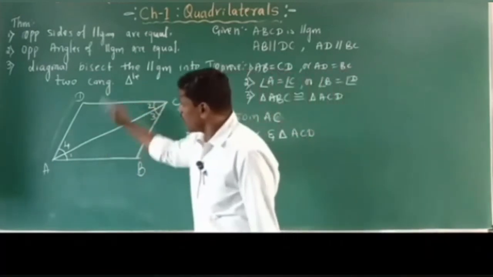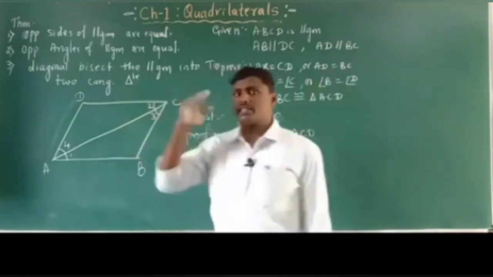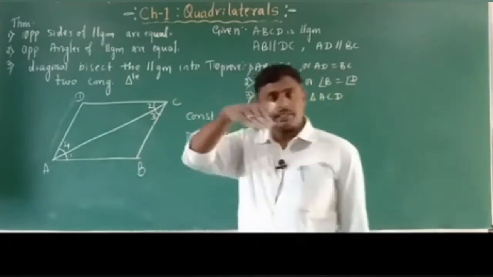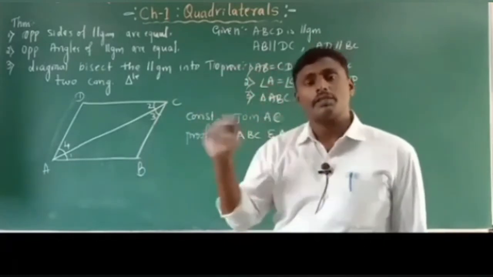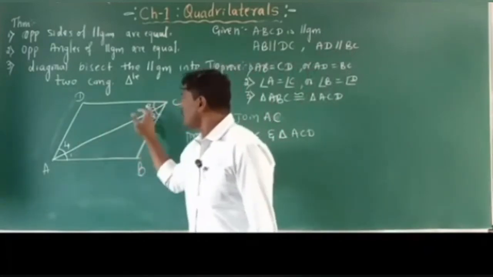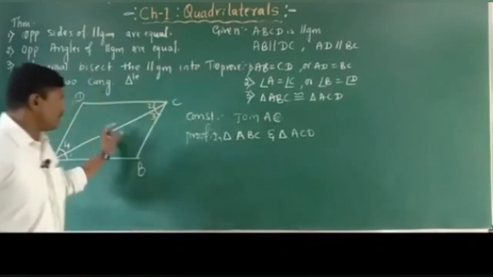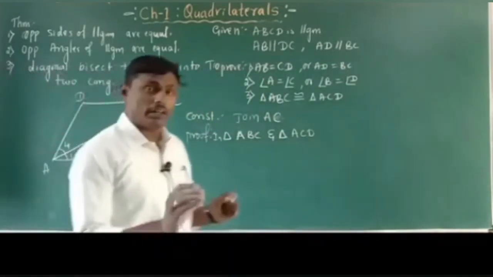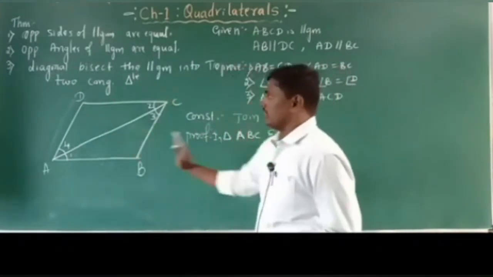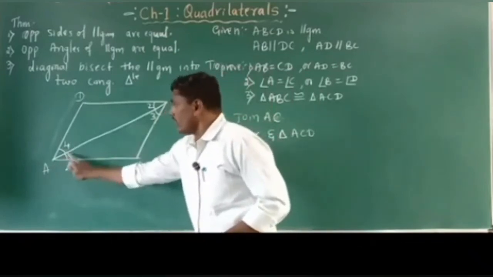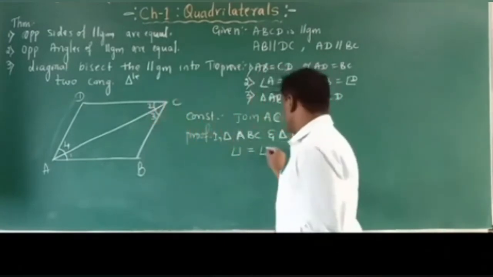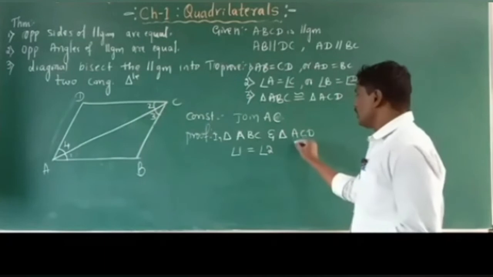These two are parallel sides; in a parallelogram, opposite sides are parallel. Whenever two lines are parallel, the angles formed between the parallel sides are alternate interior angles, or alternate angles. Alternate angles are always equal, right? So in these two triangles, consider one by one. Angle 1 is equal to angle 2.